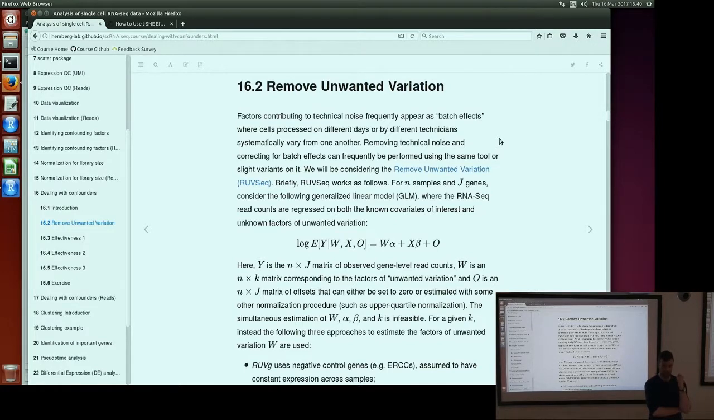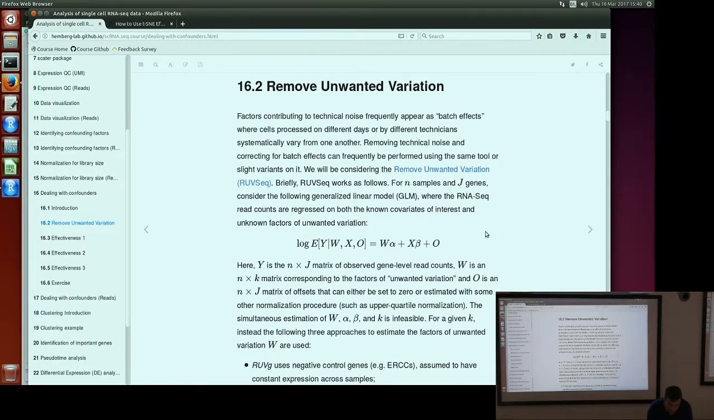And briefly, just to give you some idea, it works as follows. If we have N samples and J genes, then RUV fits a generalized linear model where the RNA-seq read counts are regressed on both known covariates of interest, so that could be things like the total features expressed per cell or other QC metrics, age, sex, whatever other covariates we have, and groups or batches that we know about, and then also unwanted or unknown factors of unwanted variation that essentially the model will try to learn.